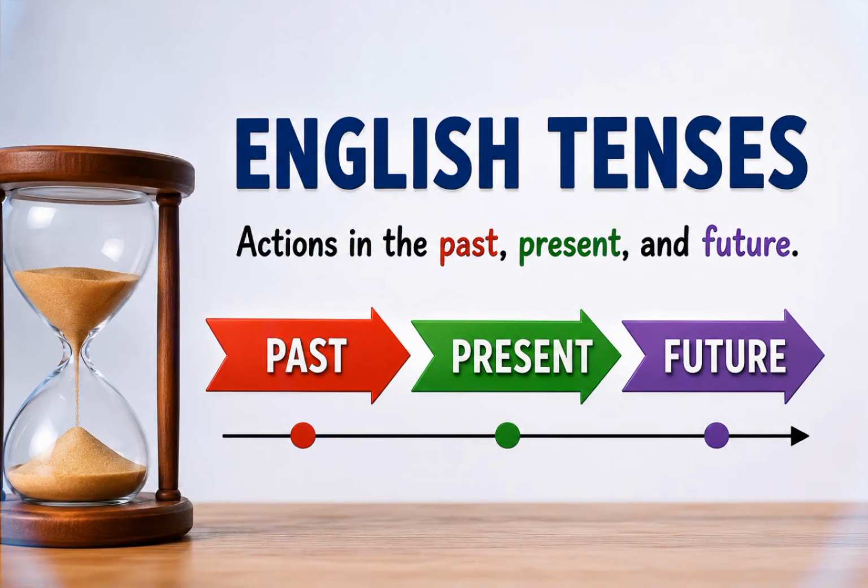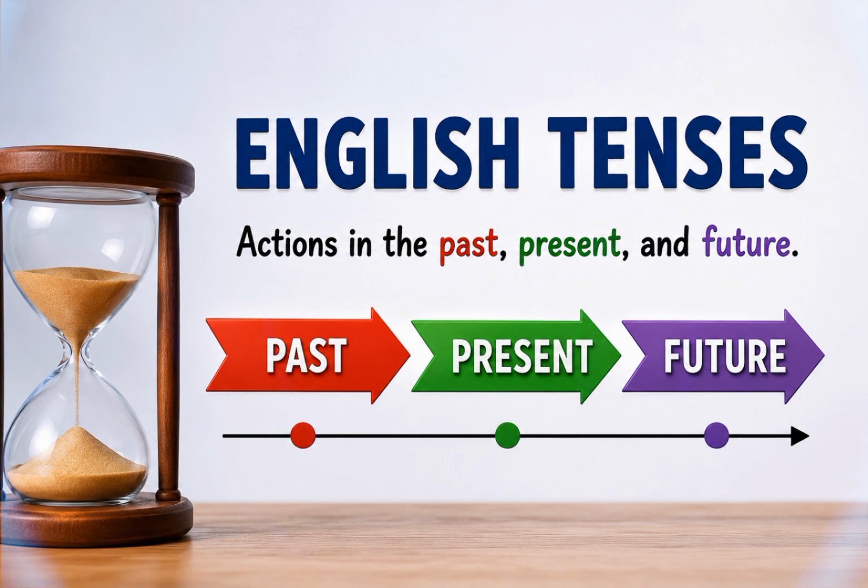Today, I would like to talk about one of the most important topics in English grammar. English tenses. Now, let me ask you a question. How do we know if an action happened in the past, is happening now, or will happen in the future? The answer is simple: tenses. Tenses help us express time clearly. Without them, communication becomes confusing.